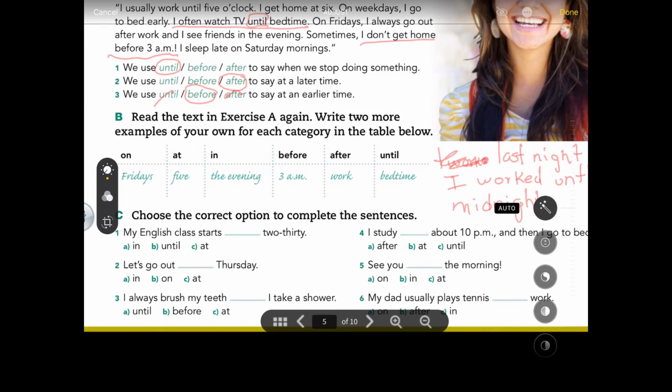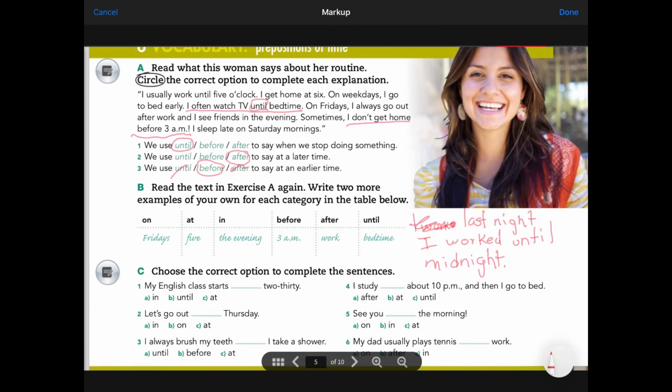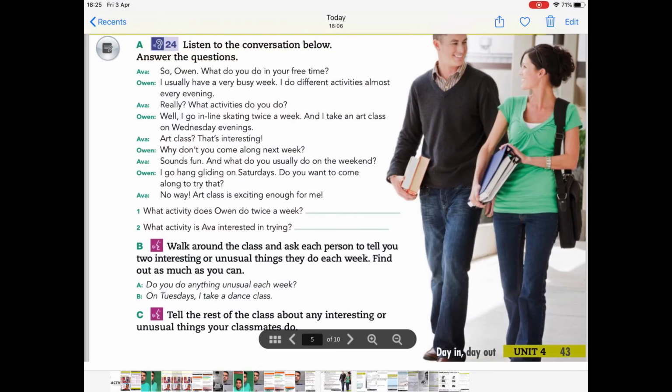Okay? So now you have seen these examples. This is your turn. You have to do this. Letter C, choose the correct option to complete the sentence. My English class starts in, until, or at. You have to choose which of these prepositions goes there, okay? When you finish that, take a picture of it and send it.